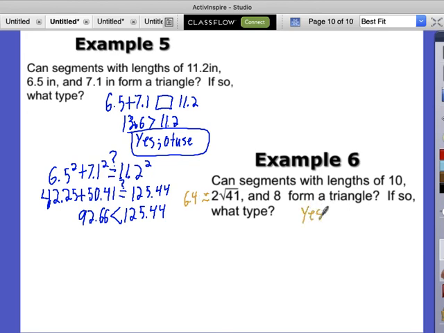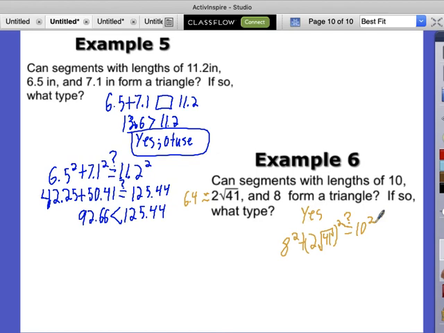Yeah, so now to figure out what type though, we don't want to use the approximate. The approximate's good enough to figure out if it does make a triangle. It's not good enough to figure out the type. So to do the type, we still want to do 8 squared plus 2 times the square root of 41, squared, and it equals 10 squared. Okay?